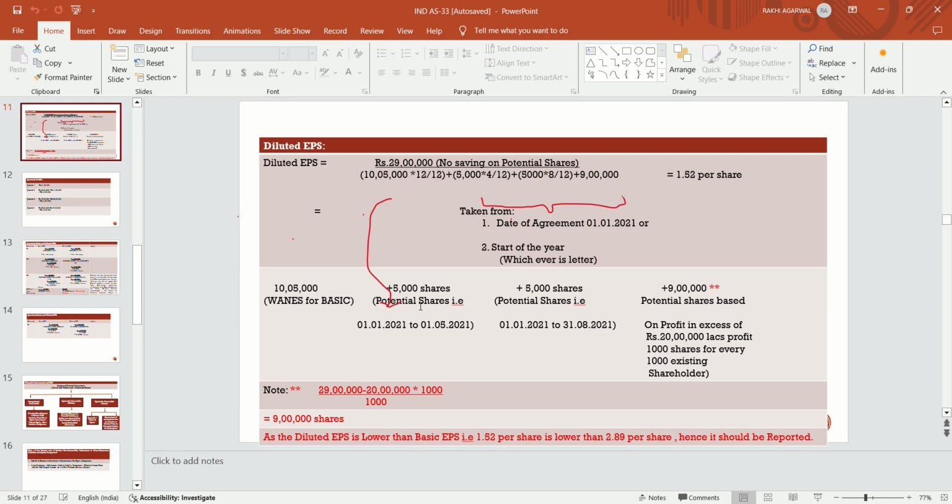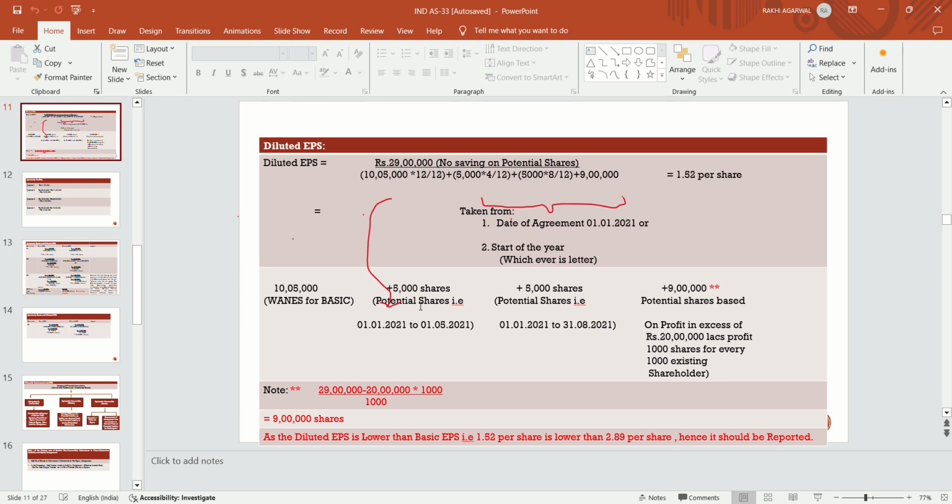So it is for a period of 4 months, that is January, February, March, April. So 5,000 into 4 divided by 12. Then another outlet site was opened on 1st September 2021. The potential shares is 5,000 into, for a period from 1st January 2021 to 31st August 2021. We had considered that they have a potential to convert, for a period of 8 months. So 5,000 into 8 divided by 12.